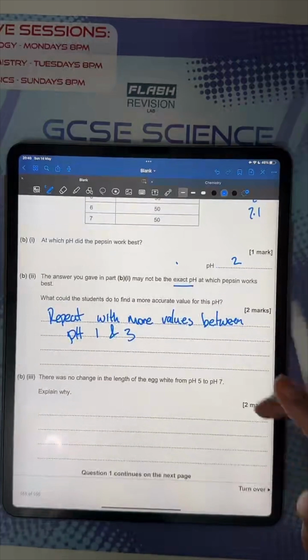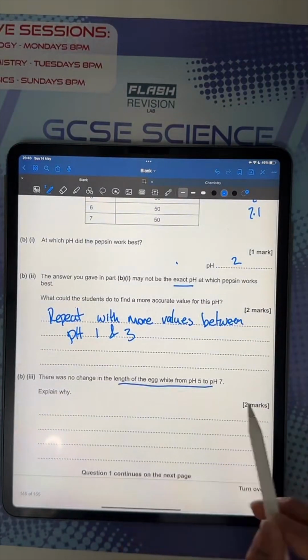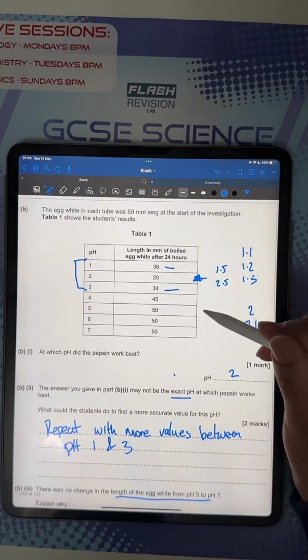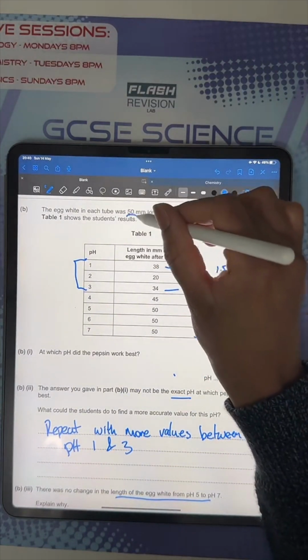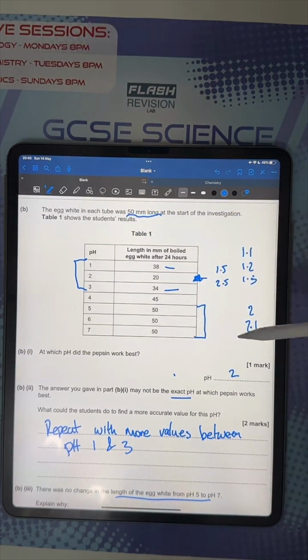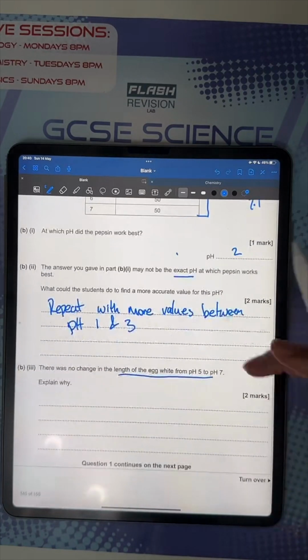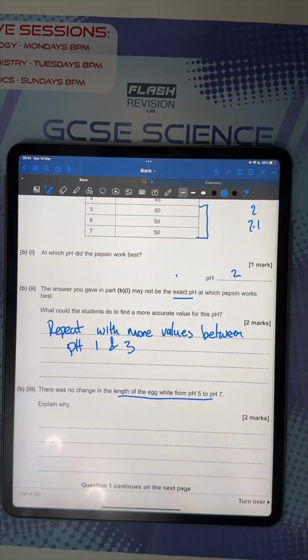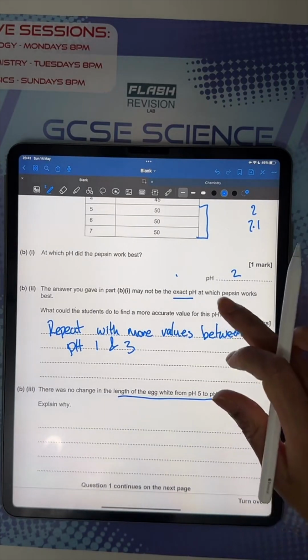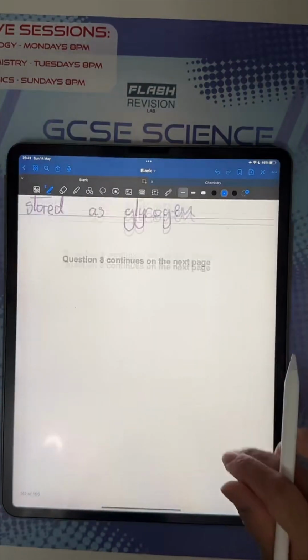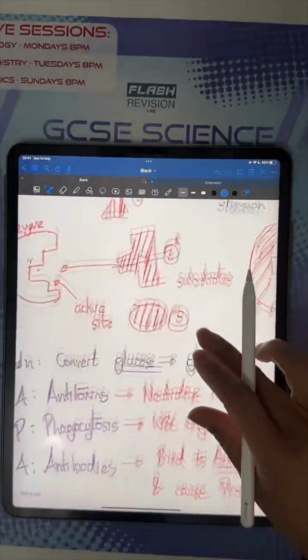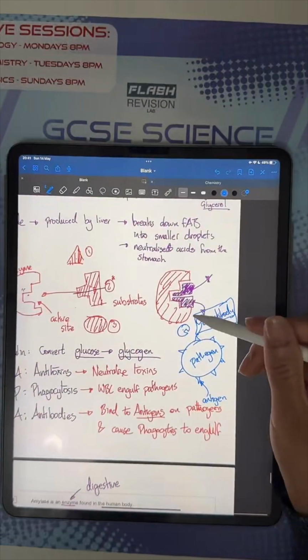Right. There was no change in the length of the egg white from pH 5 to pH 7. Do you guys see this? It's all stayed at 50. The egg white in each tube was 50 millimeters long at the start. At the end, it's still 50. What does that tell us? Why was there no change for pH 5, 6, and 7? Yes, enzyme denatured. Well done, guys. Loads of right answers.